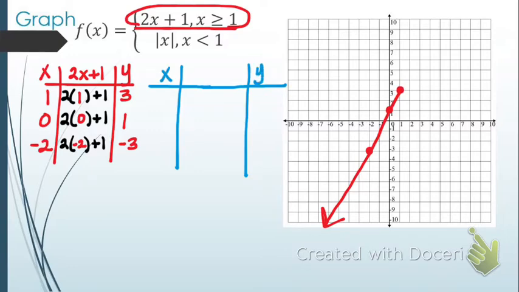Okay, so now we're ready to graph the second piece. This is our second piece, which is an absolute value. Now this one says that x is, oh wait a minute, I did that completely wrong.